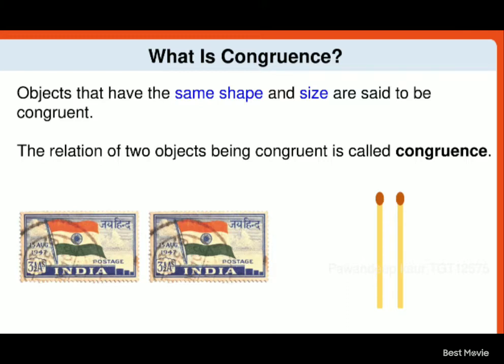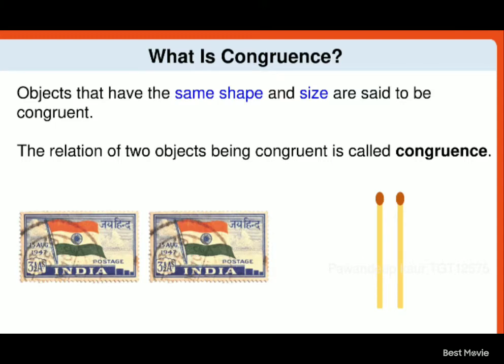Here on the screen you are able to see pictures like two matchsticks. They have the same shape and the same size. Similarly, the other is also having the same shape and the same size. So these objects are known as congruent objects.